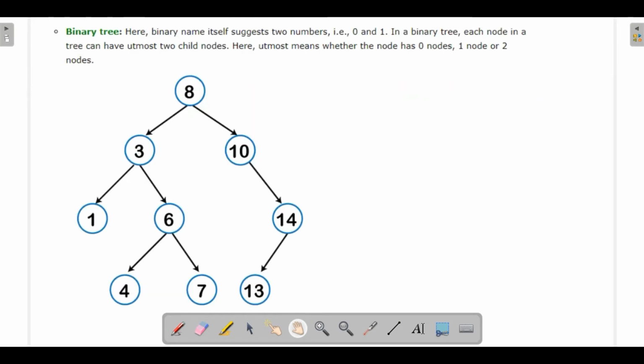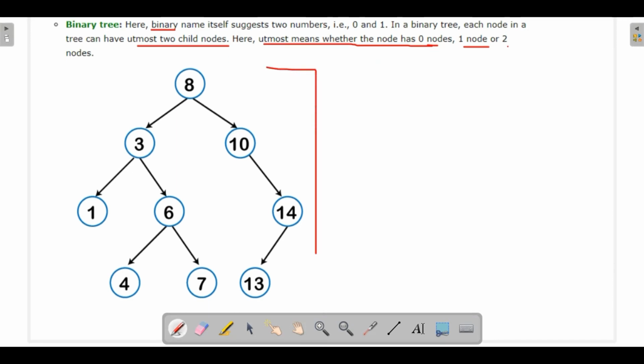Next we are going to talk about binary trees. This is also an important and interesting topic: a binary tree has at most two child nodes, that is, it might have 0, 1 or 2. The name binary itself suggests two, that is 0 and 1, as is the language understood by computers. So in a binary tree, each node can have at most two child nodes. That means it can have 0 nodes, 1 node or 2 nodes. So here is a demonstration of a binary tree.